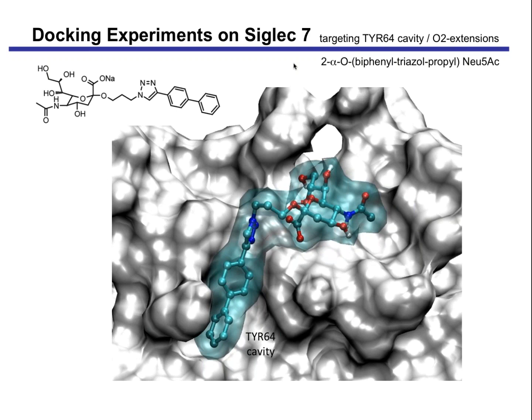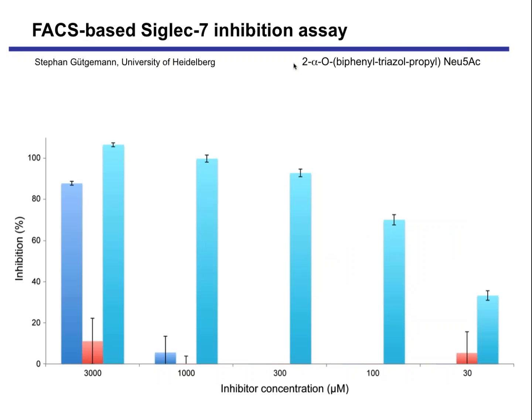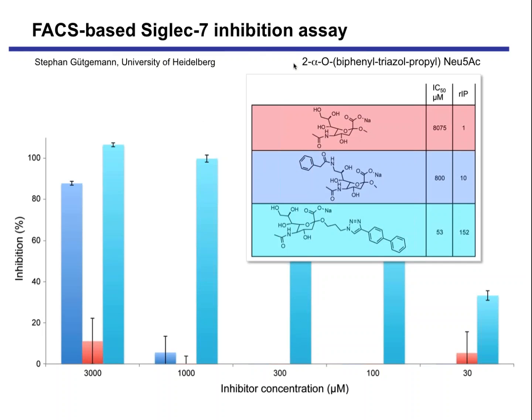And the question is now, of course, we can do a lot of modeling, generating nice pictures. The question is, what does the biology tell? And Stefan Wittgemann at the University of Heidelberg then did the biological testing. And as you can see, the light blue one, which is our new compound, clearly made a difference, and it's about a 150-fold increase in affinity, which is quite a remarkable change, and of course we were all very happy that we got that.